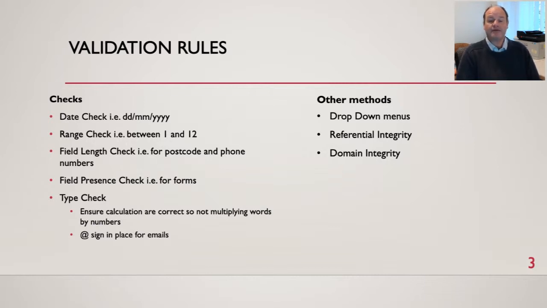Other means of ensuring data is entered correctly is with the use of a drop-down menu, which limits the user's choice and forces the correct spelling to be inputted. An example could be a product availability list, or by using domain integrity or referential integrity. We will look at these two terms shortly.